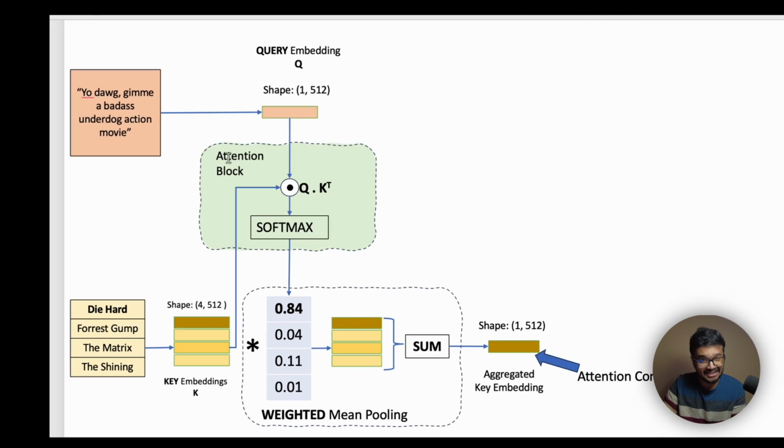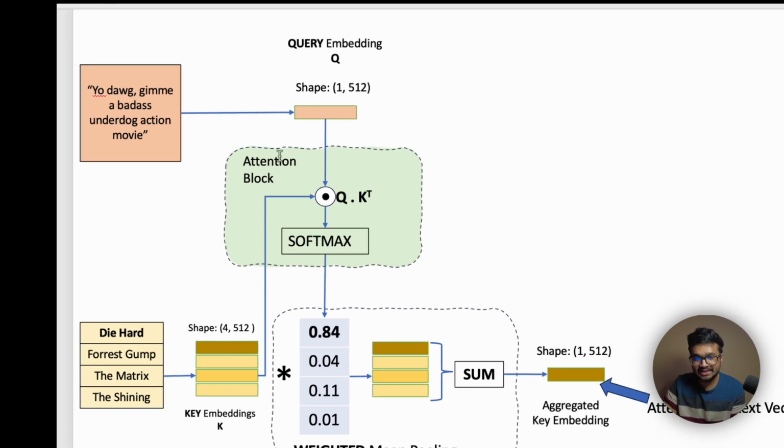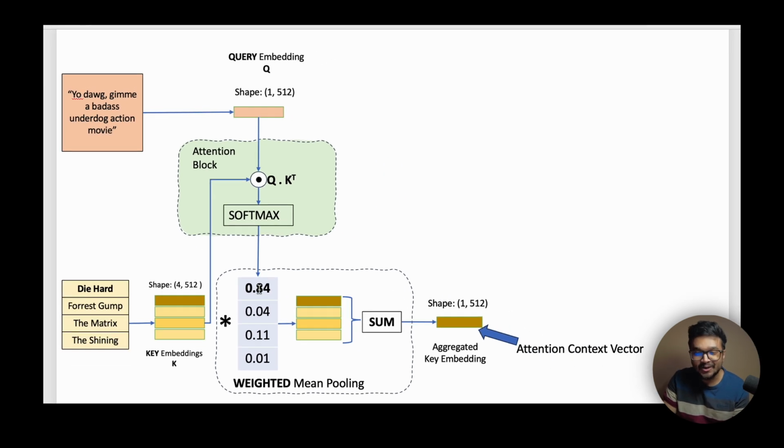And then you have done your attention block, where you've basically taken the keys and the queries to generate Q.K-transpose. Basically that matmul thing that we were talking about earlier, where Q is the query or the search embeddings, and K are the keys or the item embeddings. And with the softmax, you have arrived at a probability distribution, where each key has now been associated with a weight with which the query is relevant to that item. So in this case, because Die Hard is a badass underdog action movie, you have a high score, like a 0.84 score for Die Hard, and all of the rest also have good values. The Matrix is also an action movie, so it has a 0.11 score.